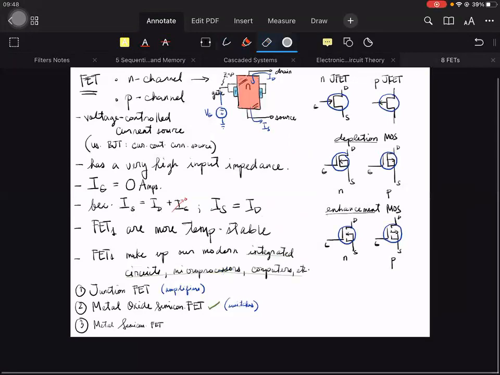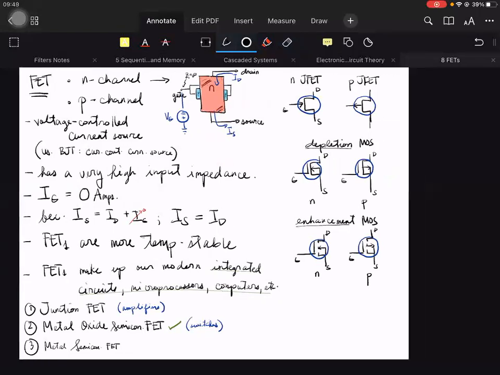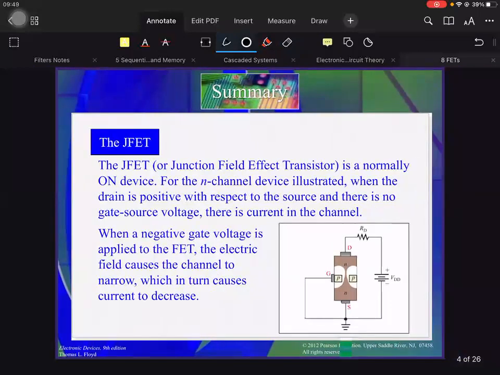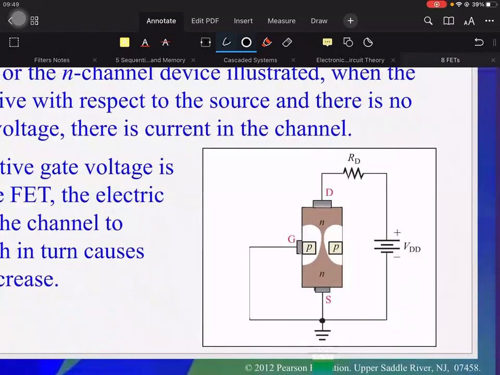Okay. So I hope I've sufficiently summarized the important aspects of FETs in general. So we'll go a little further into detail in the analysis of FET circuits, particularly with the JFET or the junction FET. So the JFET is a normally on device. What do we mean by a normally on device? Meaning, if we apply no voltage to the gate, current is flowing.